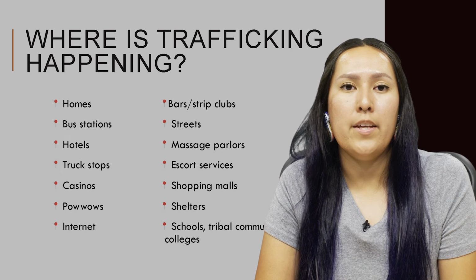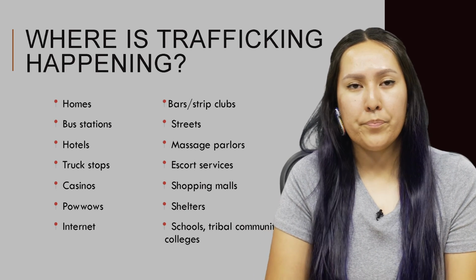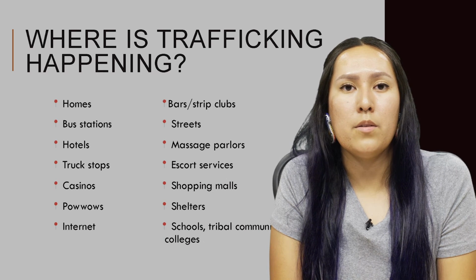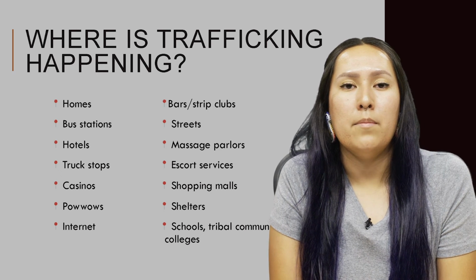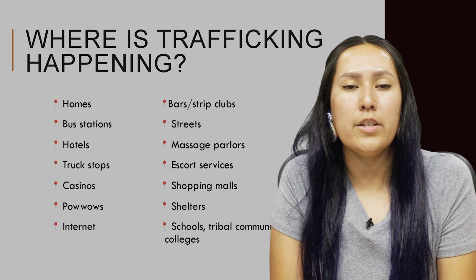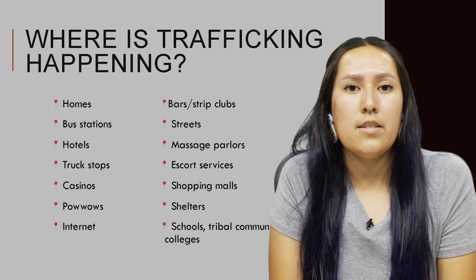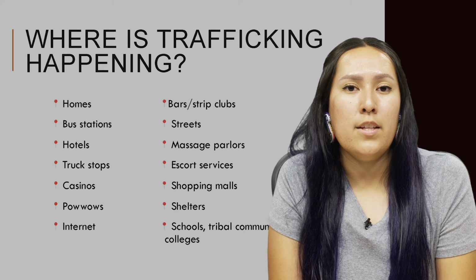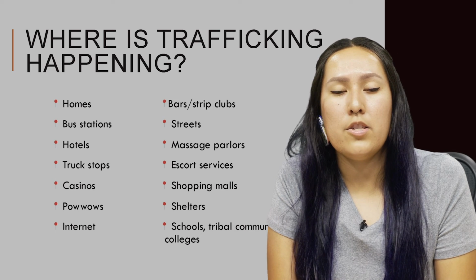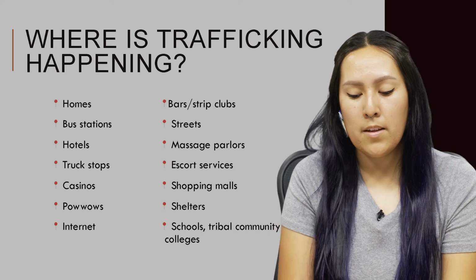It can also happen on the internet through social media. Traffickers might find victims in bars or strip clubs. It can also be happening out on the streets, in massage parlors, escort services, shopping malls, within shelters, and also at schools such as tribal community colleges or larger universities.